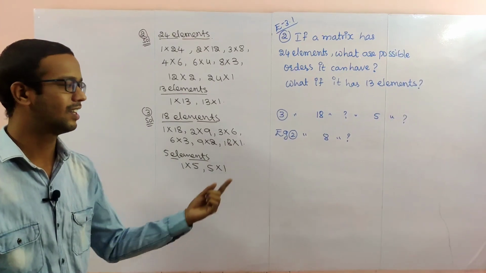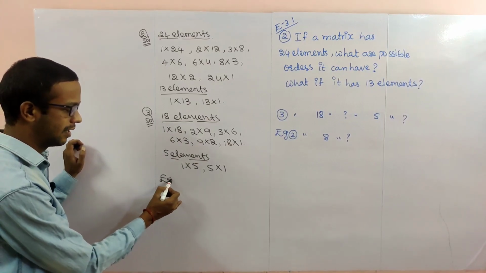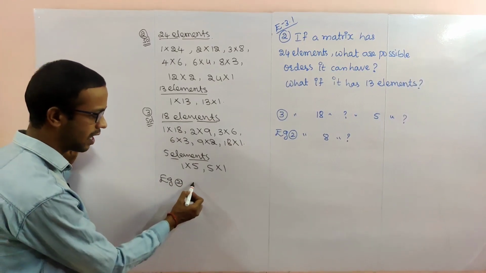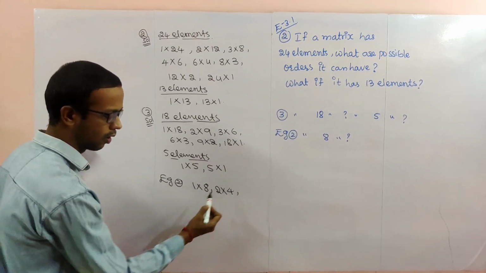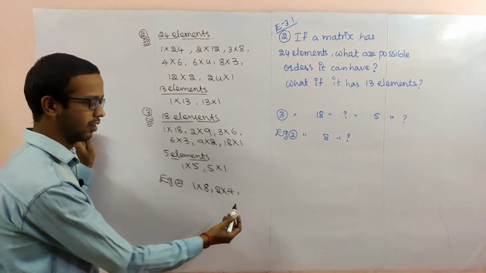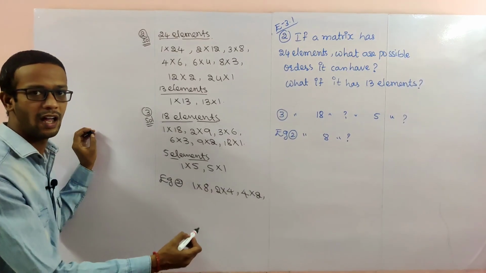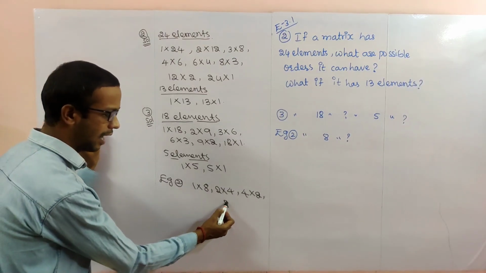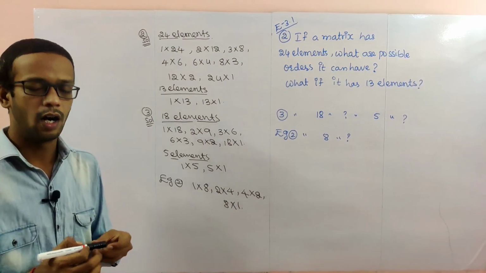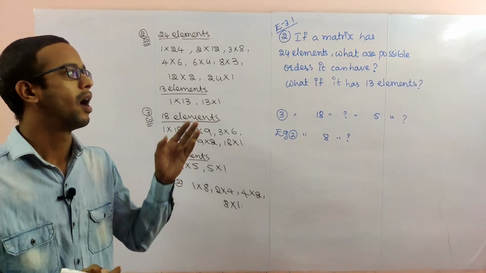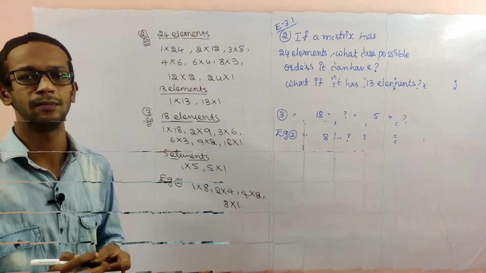And example 2, 8 elements. I will write 8 elements, example 2. What can we write? 1 by 8. 2 by 4. 2 fours are 8. Next, 3 table is not possible. 4 twos are 8. Any more possibilities? 5, 6, 7 not possible. Directly 8 ones. So this is the process of finding the possible orders. This is very important for 1 mark questions.